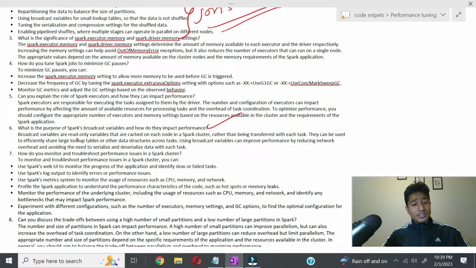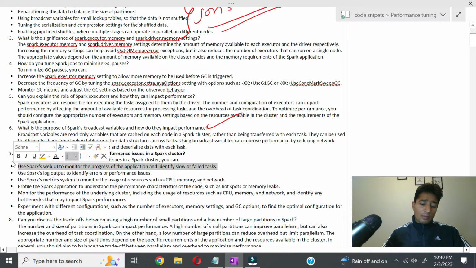How do you monitor and troubleshoot performance issues in a Spark cluster? Very important question, so let's highlight this. How do you monitor and troubleshoot Spark performance in the Spark cluster? To monitor and troubleshoot performance issues in a Spark cluster, you can use the Spark Web UI to monitor the progress of the application and identify slow and failed tasks.